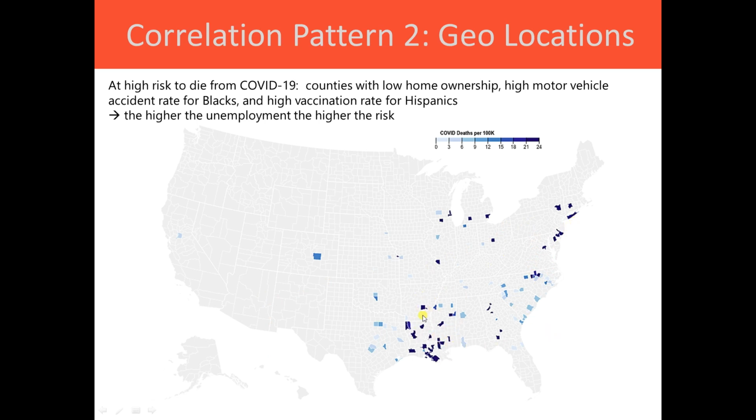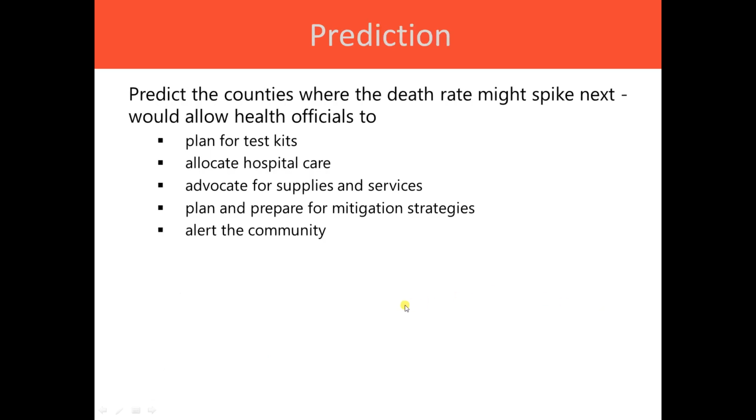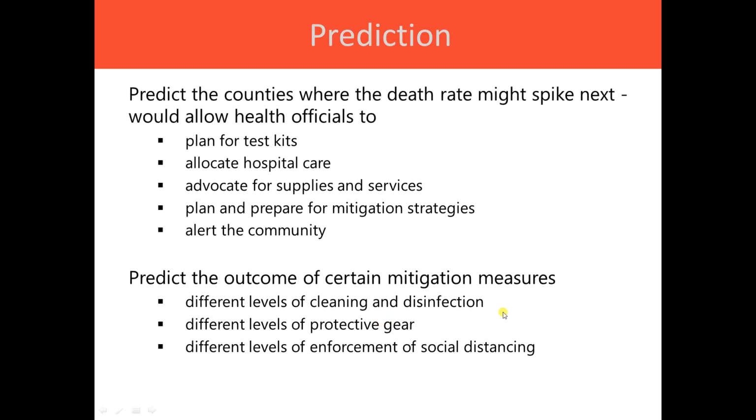There are also Southern counties that have the same pattern. So again, these guys could have learned from these guys, right? Because here it has hit much earlier than here. So basically what it does, it helps you with prediction. You can plan for test kits, you can allocate hospital care, you can plan for supplies, you can plan mitigation strategies, you can alert the community. And really what's important is the mitigation measures, because you can use these kinds of things and predict what mitigation measures may work better.